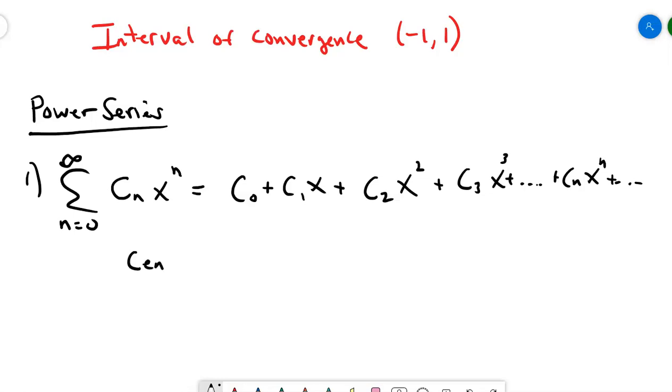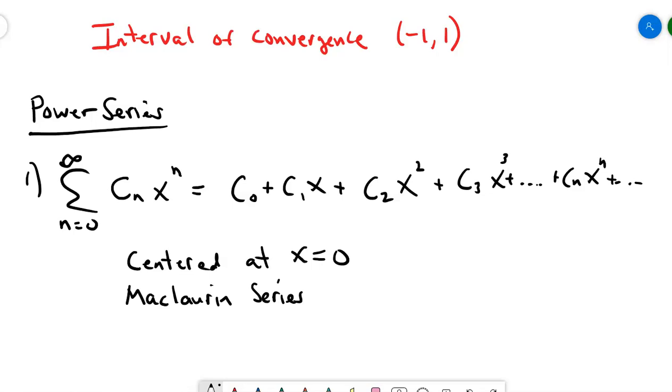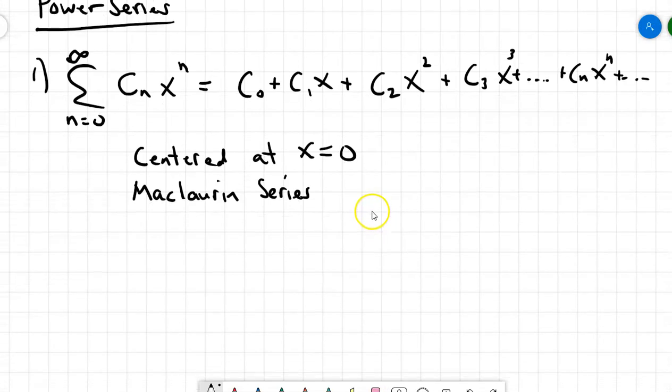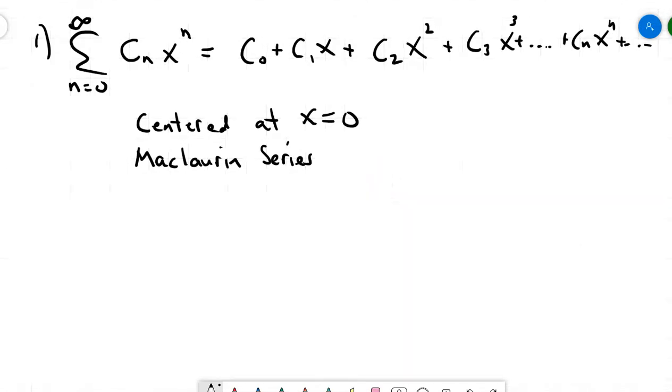This is a power series that's centered at x equals 0. Okay? We actually have a name for a power series centered at x equals 0. We call it a Maclaurin series. Okay, so if you ever hear the word Maclaurin series, it just means a power series that's centered at x equals 0. Like I said, not every series in the world will be centered at x equals 0, so the second formula is a more general form of that first formula. So the second formula looks like this.